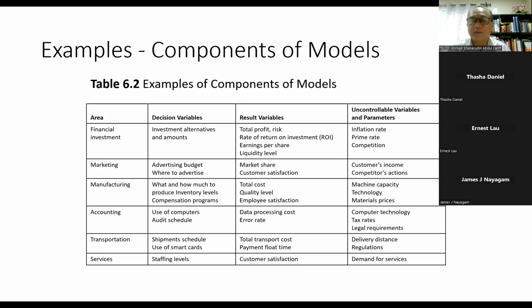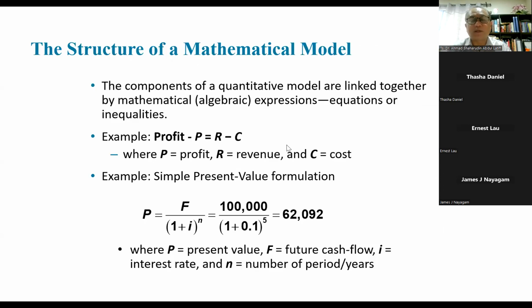Yeah, so it fluctuates. Accounting, the decision variables you want to use is audit schedule or use of computers and so on. The uncontrollable variables are tax rates, legal requirements, and result variables is data processing costs and so on. Okay, you can see the examples of the area, the decision variables, result variables, and uncontrollable variables. Yeah. So the component of quantitative model are linked together into an algebraic expression of equation.